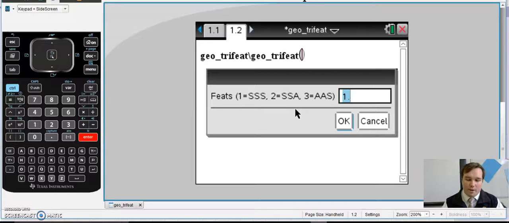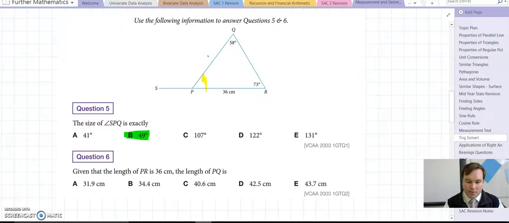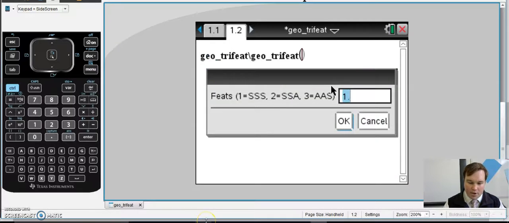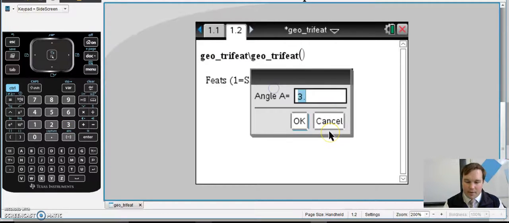And what this program starts off by asking you is, what type of information are you going to enter? Either you're going to give it 3 sides, you're going to give it 2 sides and an angle, or you're going to give it 2 angles and a side. So what you want to do here is look at your triangle and say, well, we're going to give 2 angles and a side. So 2 angles and a side is 3. Enter.